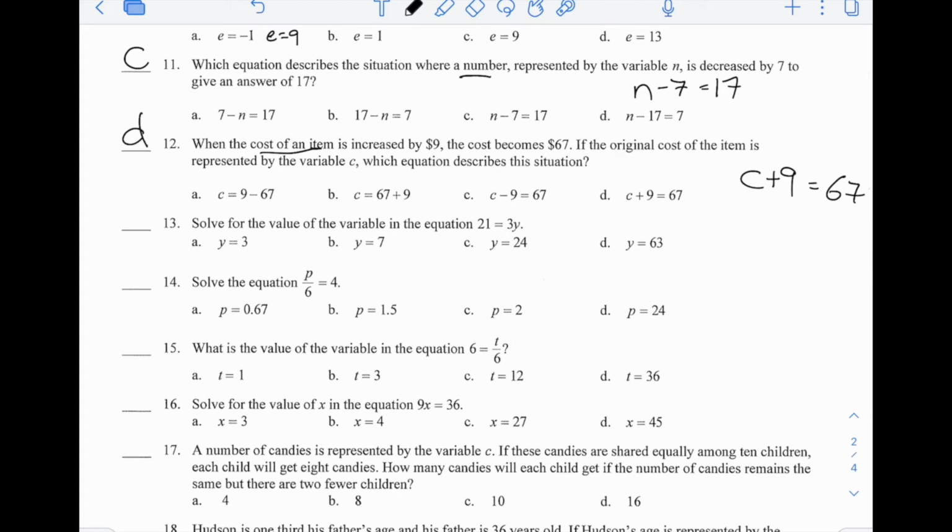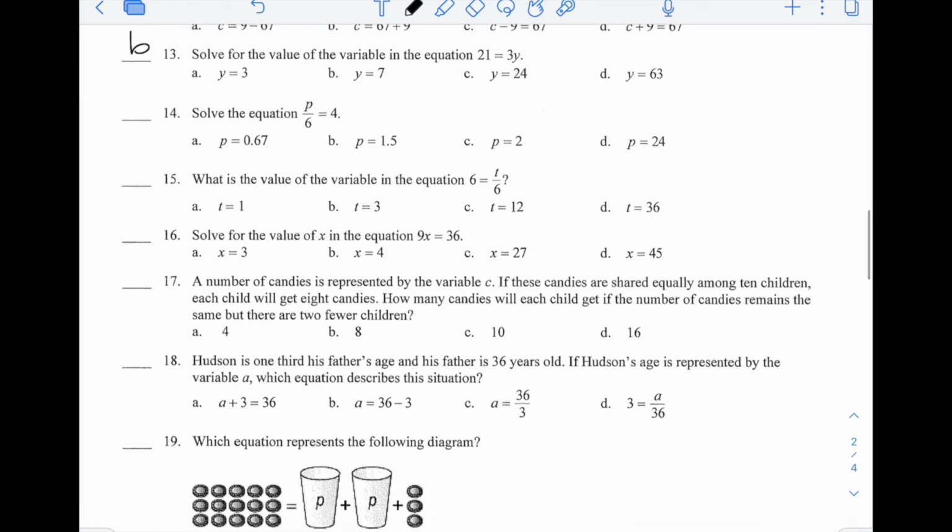Solve for the value of the variable, so I'm going to solve this one. So 21 equals 3y. Here I have multiplication in this one step, so I divide to get rid of that multiplication. Divide by 3. y is going to equal 7. If I was to check that, I would say 21 equals 3 times 7. 3 times 7 is 21. So that one's good.